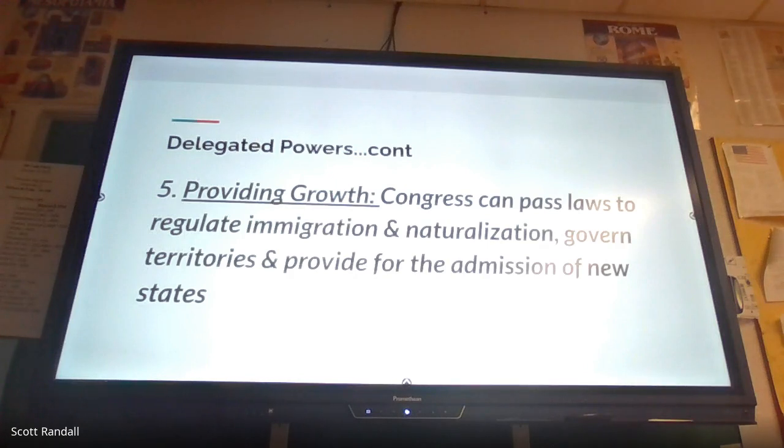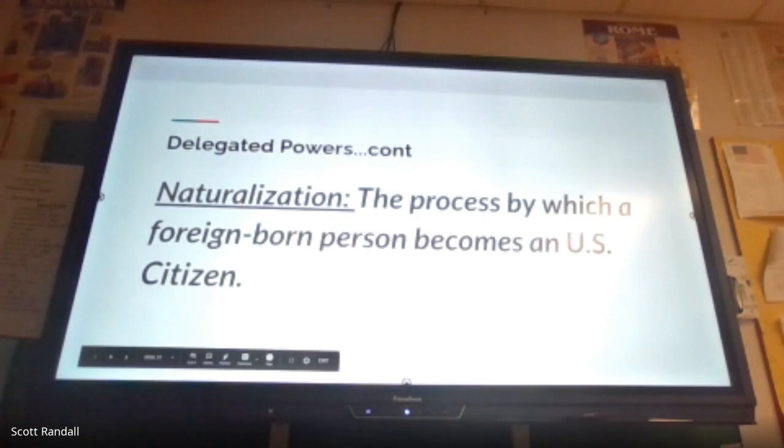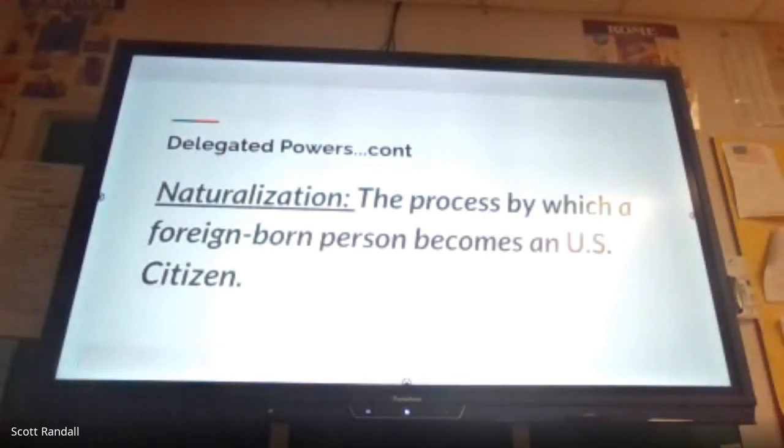Under Section 8, Congress can determine this, and it has become something when they talk about things like DACA, which we talked about in Chapter 1. DACA was initially set up as an executive order, and there have been cases where Congress is trying to take that back in order to regulate it. Naturalization is simply the process in which a foreign-born person becomes a U.S. citizen. Simple as that.